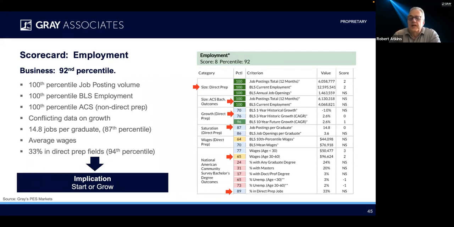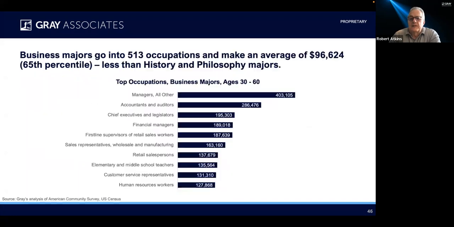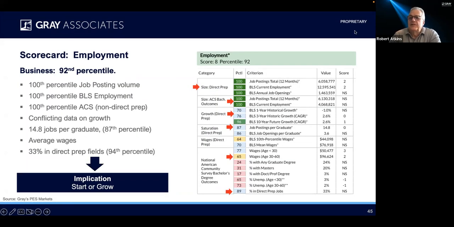There are 14.8 job postings for every business graduate. So the problem here isn't that there's a shortage of job opportunities. The problem is that there's a shortage of people to hire. In fact, we have 6 million job postings for 12 million jobs, 12 million people employed. That's nearly 50 job postings for about half the labor force. So there are plenty of jobs out there. There are not enough people to fill them. And that may explain why we have this 1% drop in employment. It's not that they're not trying to hire people, it's that they can't.